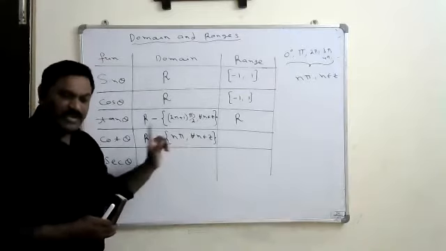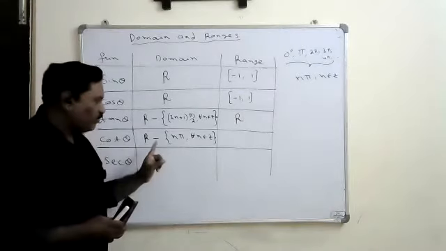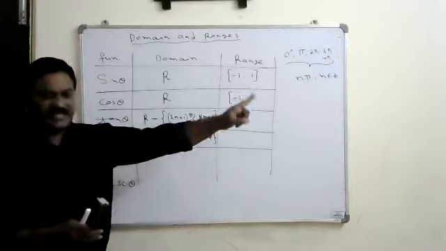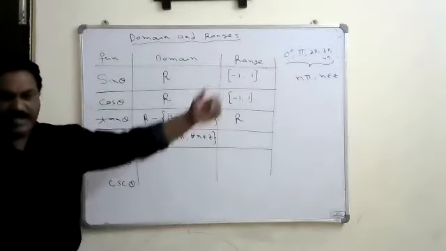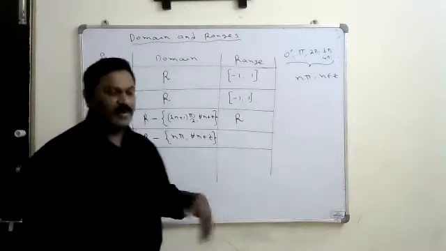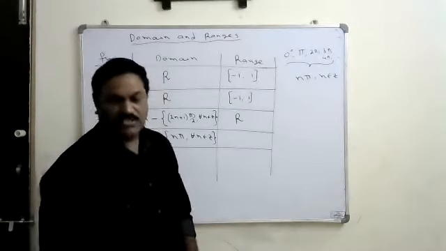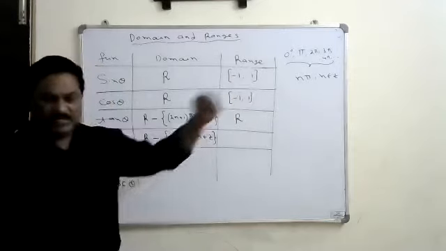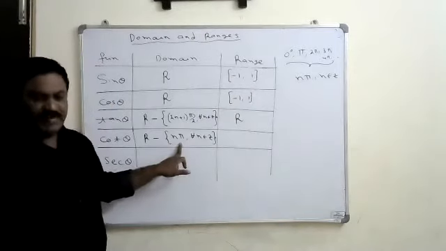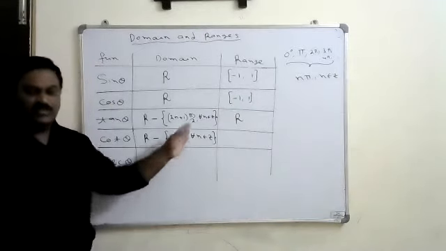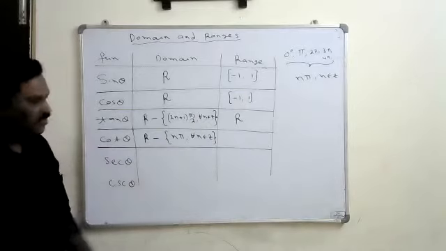These values we cannot take; the remaining angles we can take. There are infinitely many angles to be excluded, like 2 pi, 3 pi, 4 pi, 5 pi, 6 pi, etc. So that's why this set is separate from the real numbers.